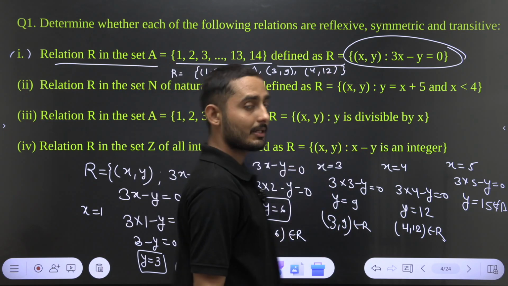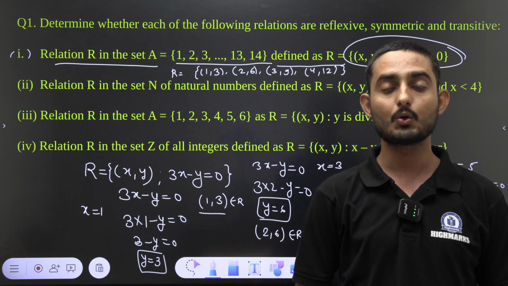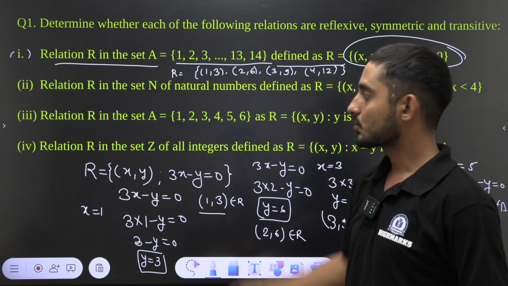If you look at this relation, there is no element where (a, a) belongs to R. That means (1, 1), (2, 2), (3, 3): there is not any such element. So this is not a reflexive relation.